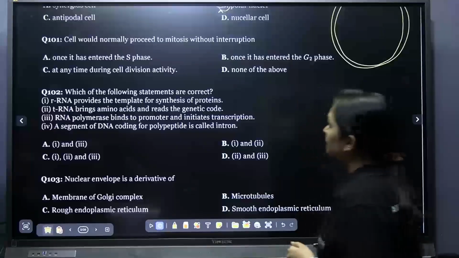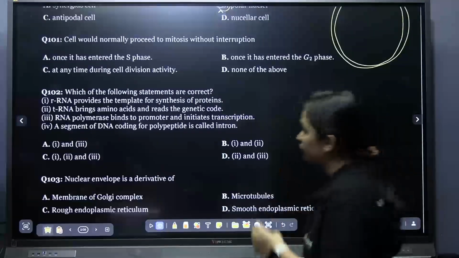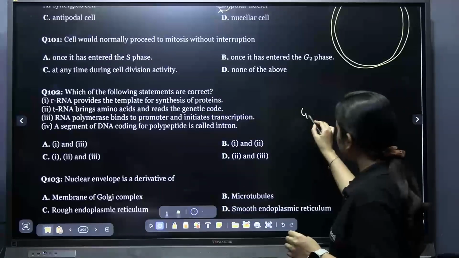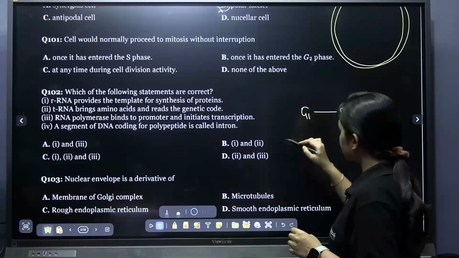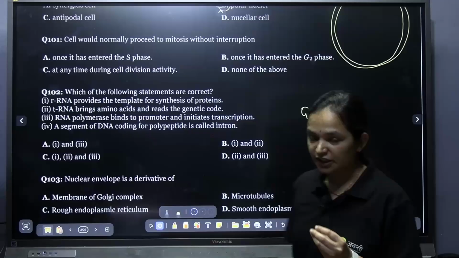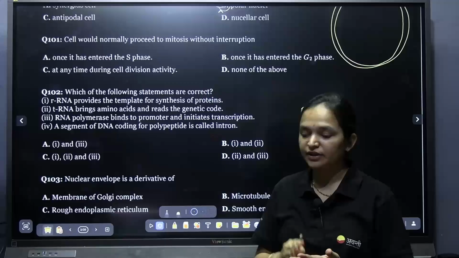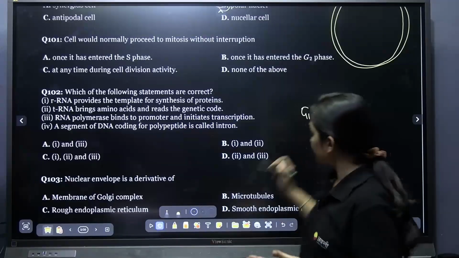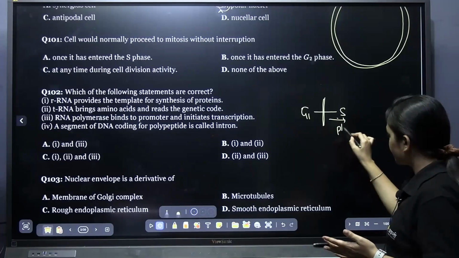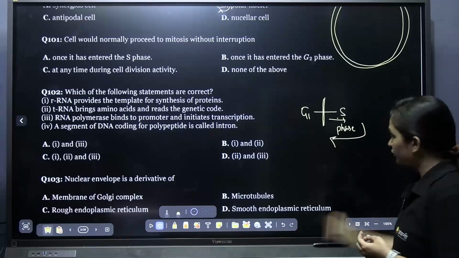101. Cell would normally proceed to mitosis without interruption. Okay, there are some checkpoints. One of the major checkpoints is between G1 and S. What is this major checkpoint? There will be a checkpoint here, before DNA replication, saying whether the cell is ready for DNA replication or not. If it proceeds to S phase, then there will be no looking back. Understanding? It cannot go back.